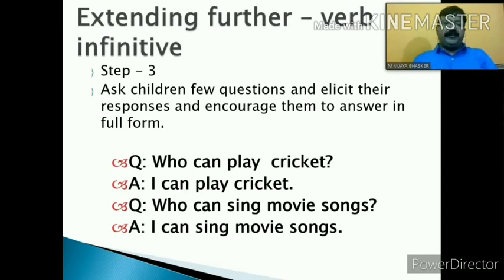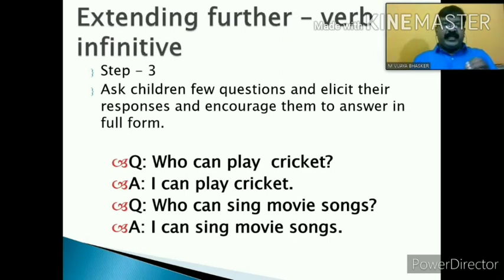If your children are able to do this, take them to the next level, that is adding an infinitive. For this purpose, you need to prepare a set of questions with all doable actions of the children. Now ask these questions to the children. Children, who can play the cricket? I can play the cricket. Some of the children in the beginning may say I can play, but encourage them to express their ability in full form like I can play cricket.